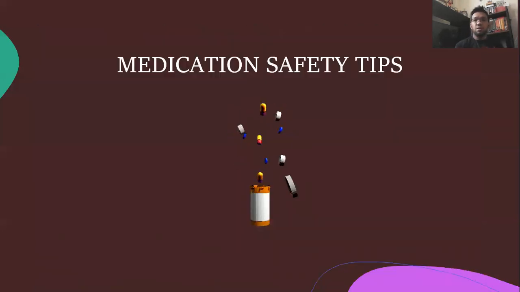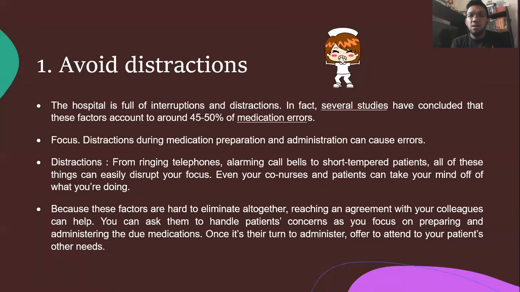Now we go to the medication safety tips. Number one tip to provide safe drug administration would be to avoid distractions. The hospital can be full of interruptions and distractions. In fact, several studies have concluded that these factors account for around 45 to 50% of medication errors. So distractions are real within the hospital, most especially if you have a lot of patients.